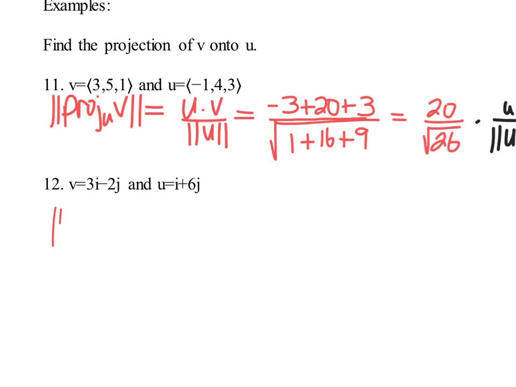So I'm looking to find the magnitude of the projection of V onto U. And that's going to be U, I'm not going to rewrite the formula, it's U and V dotted over the magnitude of U. Right? So I need the dot product of the two.